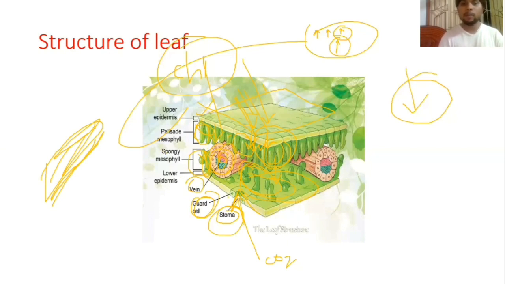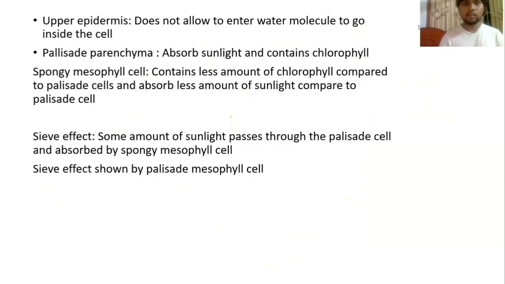That is why it is a lower epidermis. In the lower part of the leaf, stomata are present, not in the upper part. The upper portion is waxy coated. Okay, so I think it's clear. So let's go to the next slide.